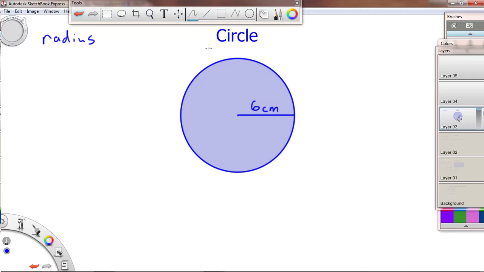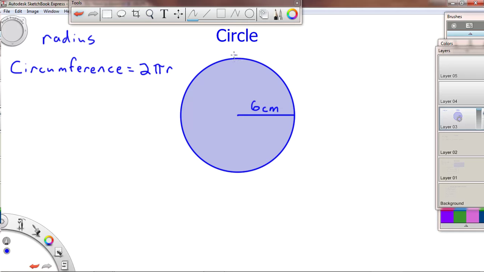Now, the perimeter of a circle, we don't call the perimeter. We call it the circumference. Okay, and how do we find the circumference of a circle? Well, there's 2 formulas. One that's related to the radius and one that's related to diameter, but they say the same thing. So the formula you know is 2 pi r. If you know the radius, multiply it times 2, multiply it times pi, and there's your circumference.